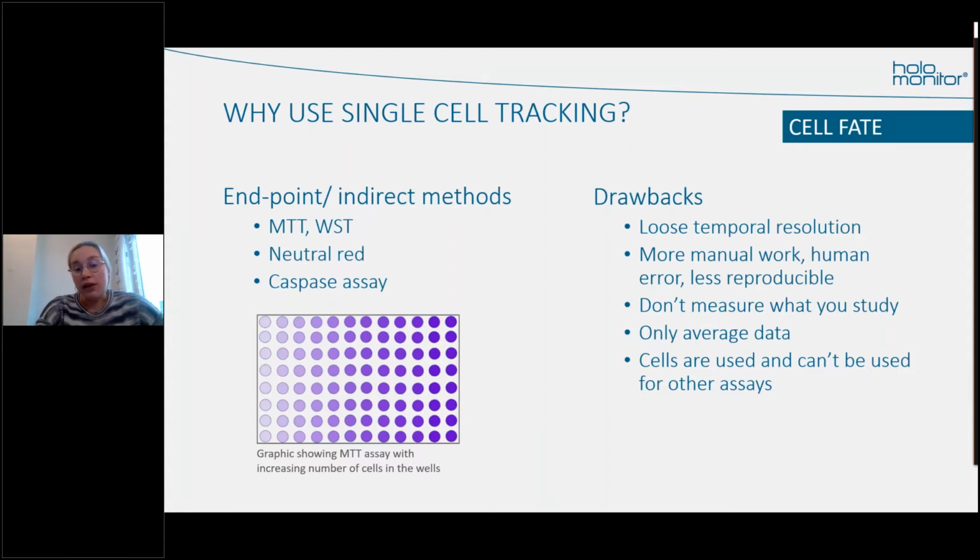And as you only get average data on the cell population by using this method, you also lose the information of subpopulations within your cell population, and cell heterogeneity. Lastly, in these methods, the cells are used. That is, they are killed or lysed during the analysis, and they can't be used for further downstream analysis.